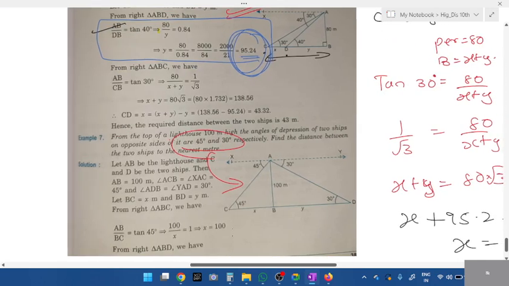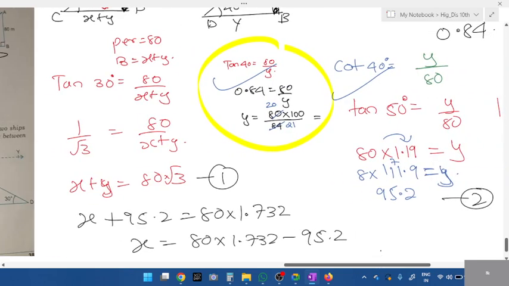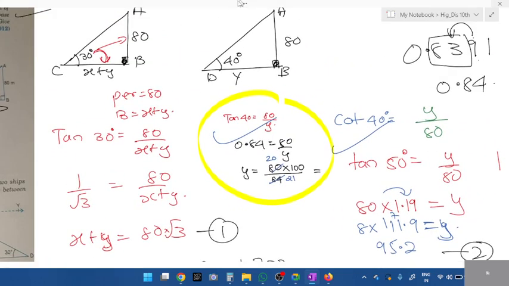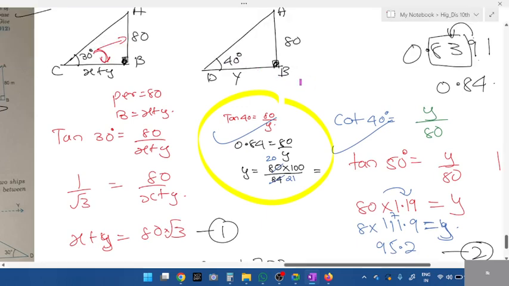So x is equal to 80 into 1.732 minus 95.2. Okay, let me just show the calculation. Can you see the calculation here? 80 into 1.732. Right? Did we get the answer? The x value. But in the exam, they won't give such tough calculation. Ignore the calculation. Just complete it till here. The main reason I took this is to show you all the conversion. See, this is converting from tan to cot, and I've told you all the reason.